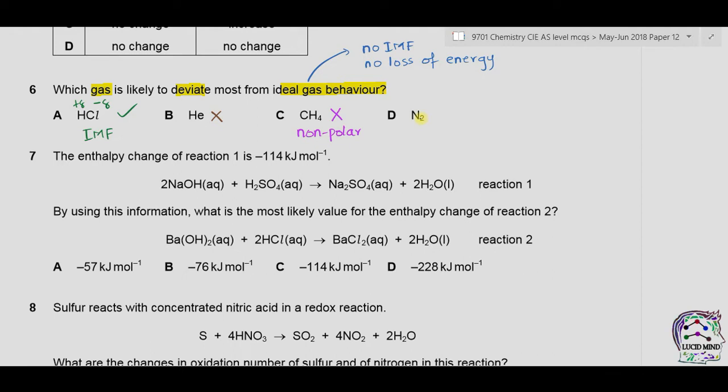In D we have nitrogen. Again, nitrogen is a neutral molecule. Both atoms are nitrogen, so no charges are present. So this gas is also close to ideal gas behavior. The only gas that deviates most is HCl.